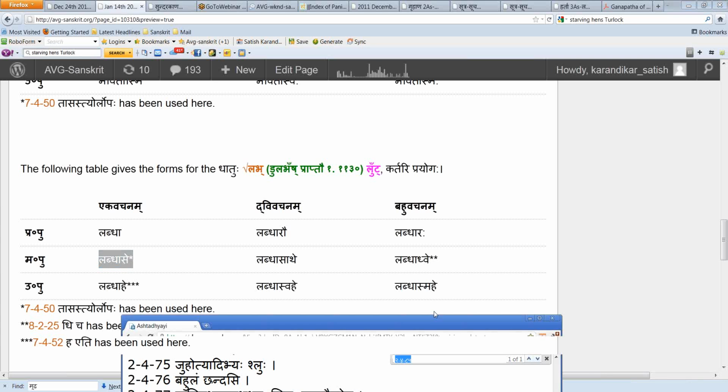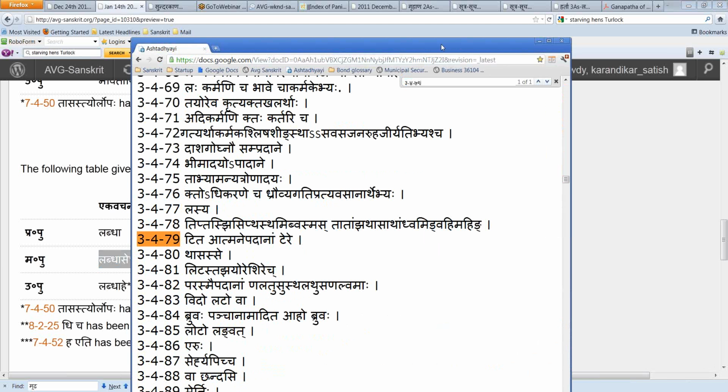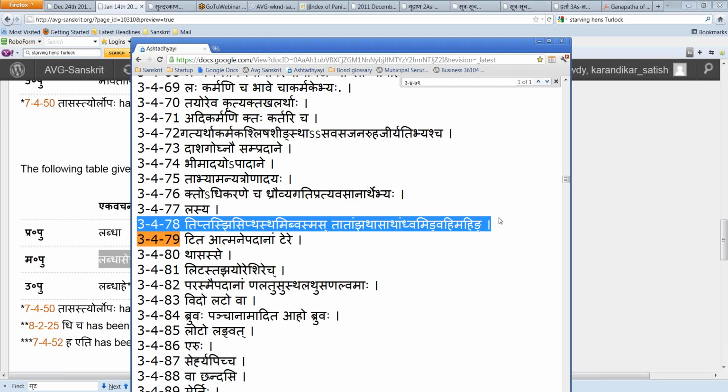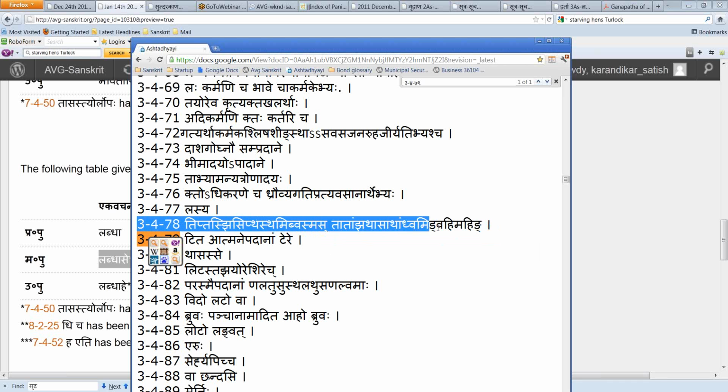Don't forget our basic rules, which is 3.4. Anytime we have Titlakaraha in Atmanepadam, you always remember 3.4.79, 3.4.80, Titta Atmanepadanam Tere and Thasase. As I mentioned to you also repeatedly, 3.4.78 only sets the defaults. They will change in a variety of ways, depending on the lakaraha. So that is why 3.4.78 is not a rule in a vacuum. It should be looked at as the start of a section, and the entire section should be completed. So when you apply 3.4.78, complete the remaining of 3.4 before moving on anywhere else.